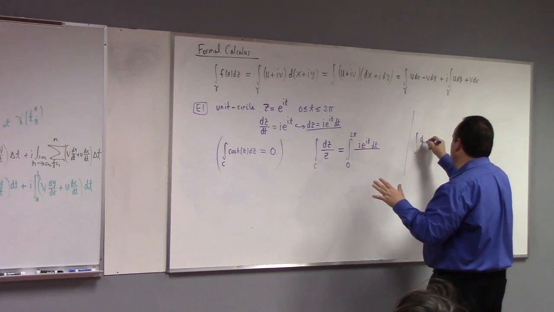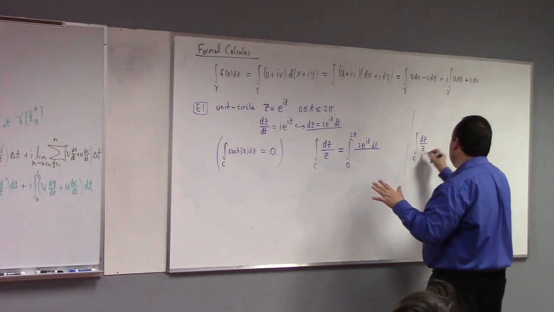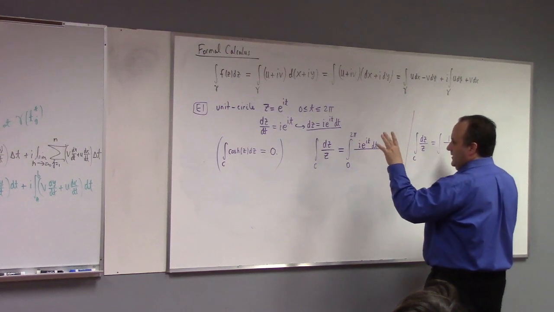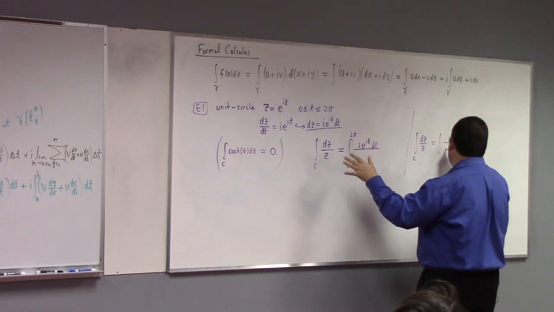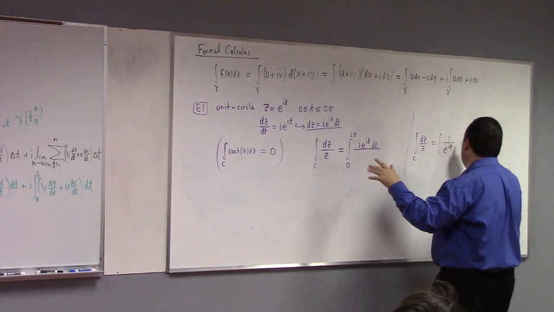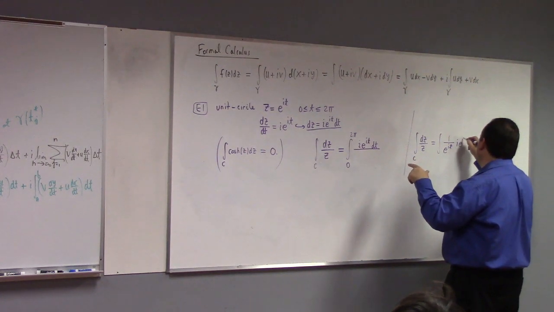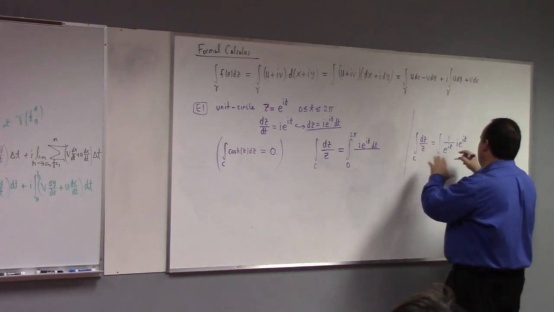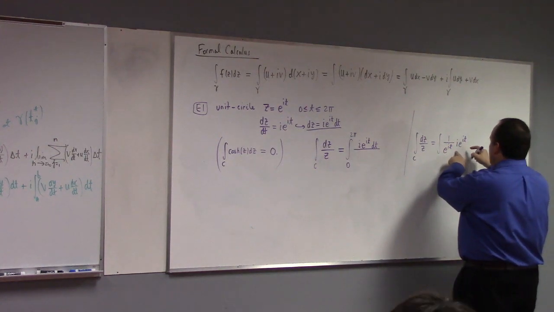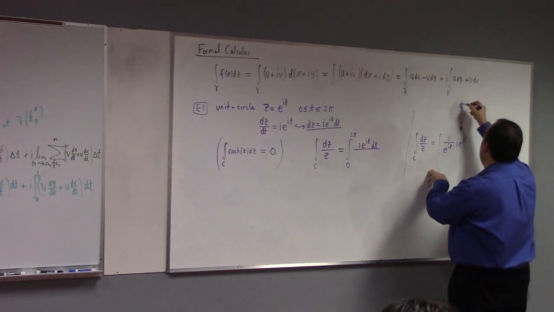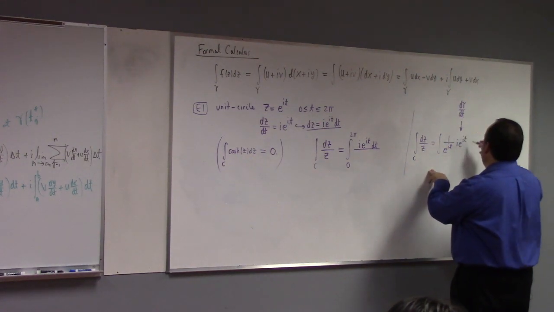Right, integral of dz over z is what? It's the integral of 1 over e to the it times dz dt, which is i e to the it dt, right? That's dz dt. This right here is the d gamma dt, right? And then dt.